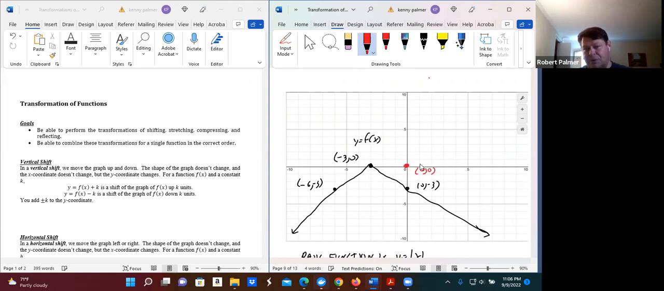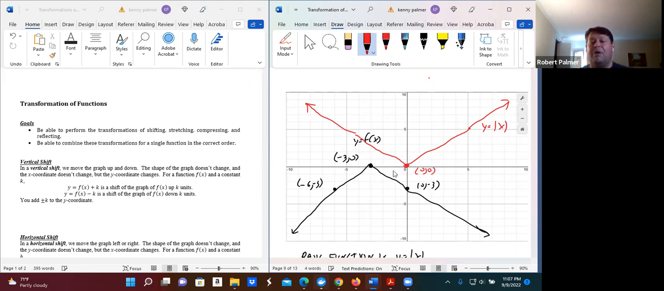So that's the point 0, 0. And then basically it's what's called the identity function to the right of 0. To the left of 0, it's just the negative, or the identity function essentially flipped up. Okay, so this is y equals the absolute value of x.